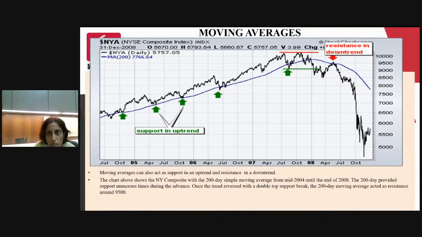And over here, as you can see, once the trend reversed with a double top support break, the 200-day moving average acted as a resistance, from around 9,500. And the moment you see that the prices and the simple moving average are somewhat crossing over each other, that is the time when the resistance is hit. And the moment the resistance is hit, we find that from there on the prices are coming down, which means people are selling off their shares. And the moment there is huge selling pressure, the prices ultimately come down. So the moving average also reflects the support and the resistance.